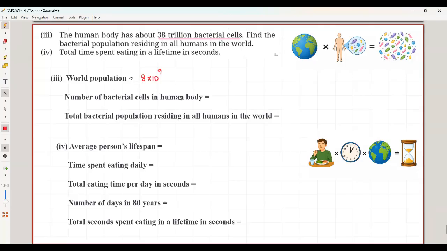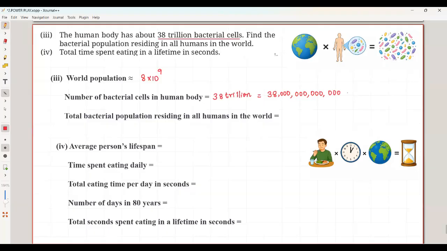Now the number of bacterial cells in the human body is given as 38 trillion. How will you write 38 trillion? 38 trillion means 38 followed by the places: thousand, million, billion, trillion.